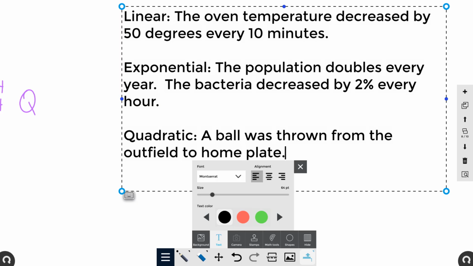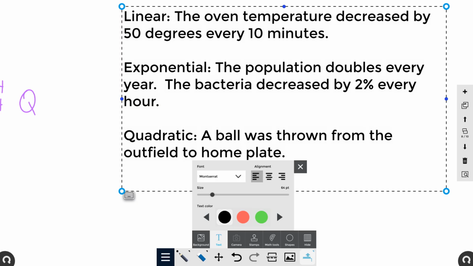So what I would think about with linear and exponential, think about numbers. What am I doing with the numbers? Could I make this into a table? Am I multiplying or dividing, exponential, or am I adding, subtracting, linear? With quadratic, think about the shape.